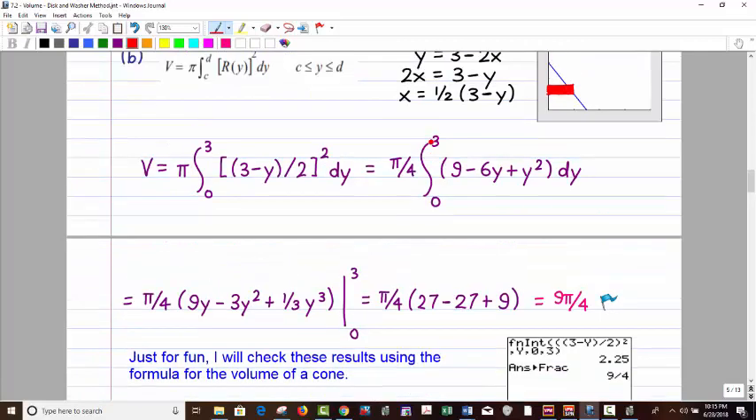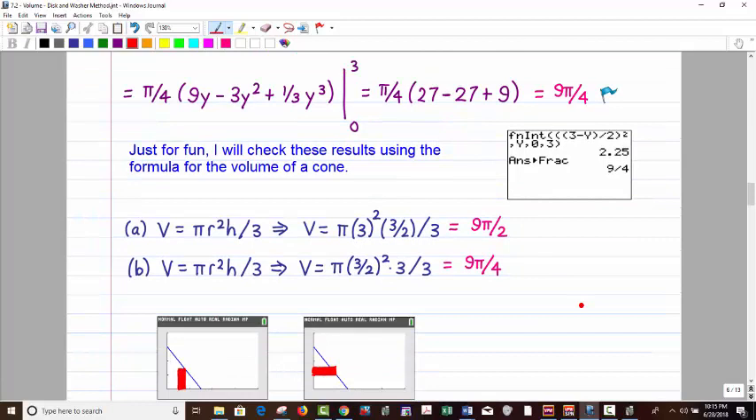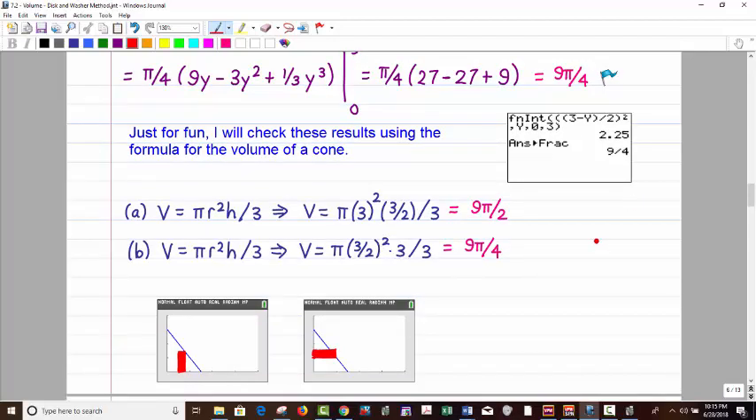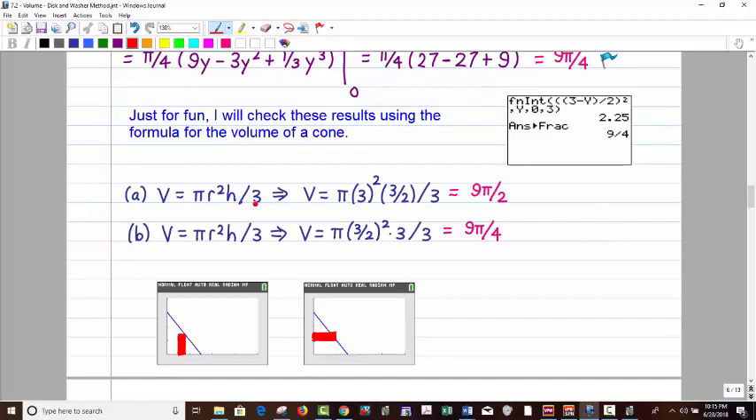So this one ends up being 9 pi over 4. The other one was 9 pi over 2. Now, because both of these form cones, geometric figures, we already have formulas for their volumes. And just for the fun of it, and you don't have to worry about any of this if you're one of my students, this is just showing using the formula of a cone, 1/3 pi r squared h, and then I put the numbers in there, and they equal the 2 answers that I got by integration.